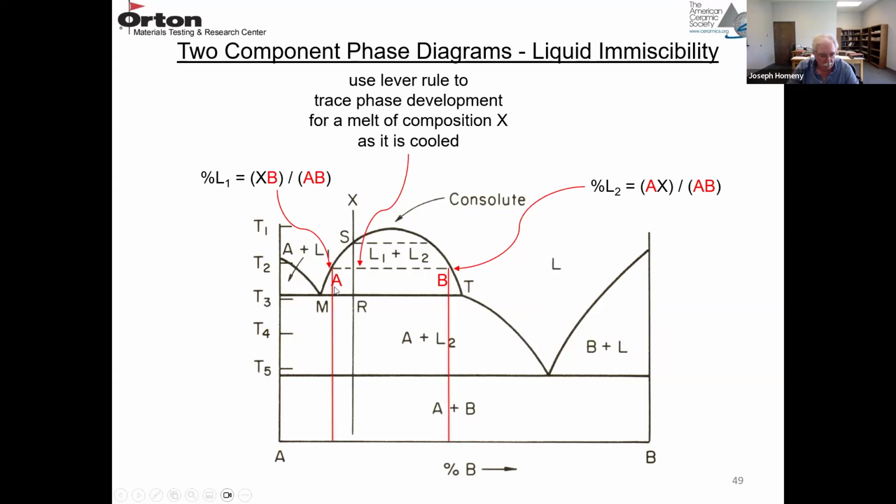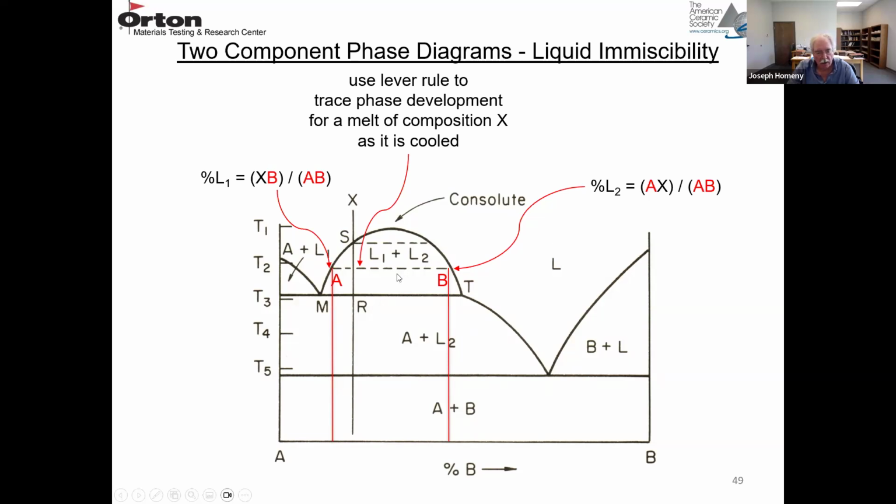So you just follow these vertical lines down that I put on the diagram. So A is the composition of this point A. I put it in red because it's not the compound A, it's the point A. That's the composition of L1, and then B, this point, is the composition of L2.